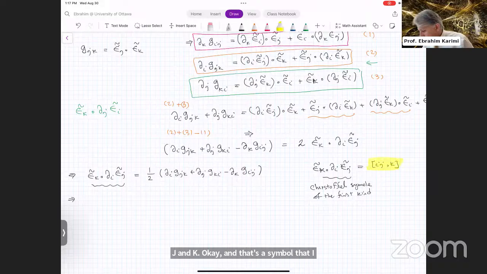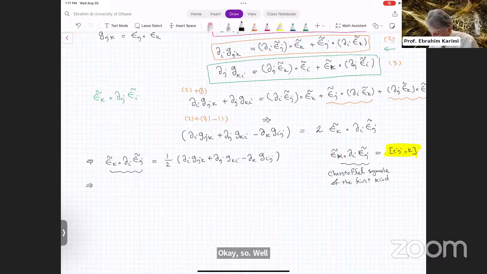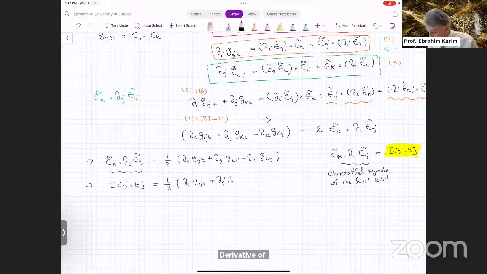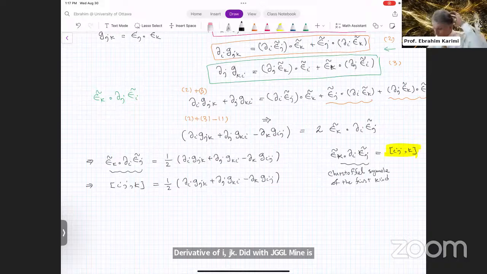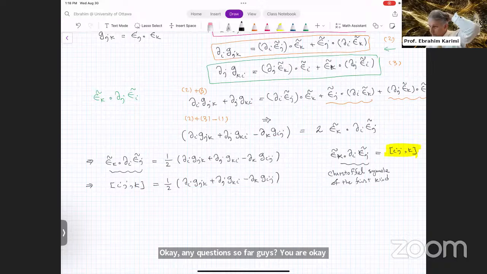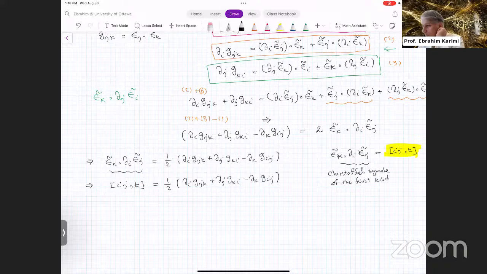Okay, so the Christoffel symbol of i, j, k is equal to 1 divided by 2, derivative of i of g_jk plus derivative of j of g_ki minus derivative of k of g_ij. Okay? Any questions so far, guys? You are okay? Let me look at the notes, if I have something extra that I have to tell you. All good? Okay, Lisa, perfect.